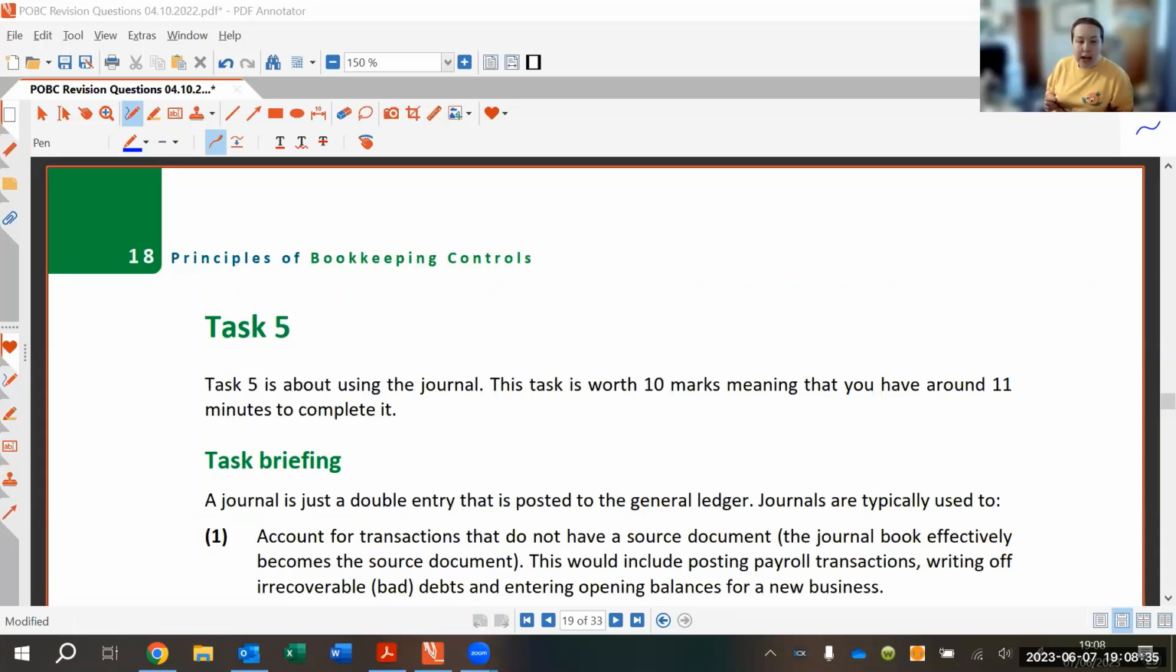Tonight we've got a couple of tasks. We're going to do task 5 and then task 6, which is kind of like the third quarter of this paper, if you like. So we're going to be looking at everything to do with journals, basically. So journals for payroll, journals for irrecoverable debts, journals for correcting errors.